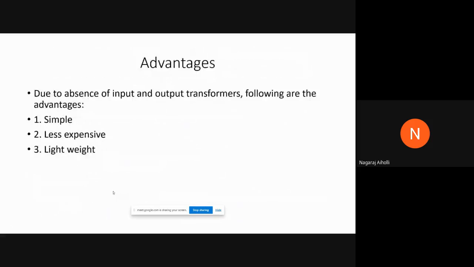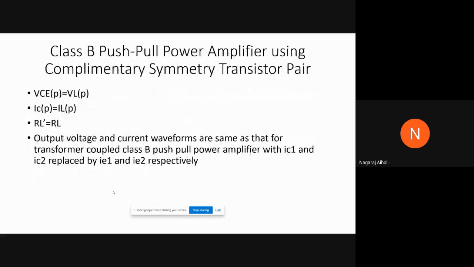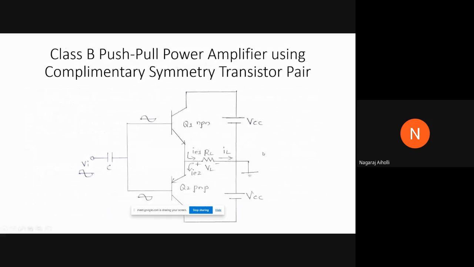Let us see the advantages of this circuit. It is simple in construction and less costly, because transformers are not connected in the input and output circuit, and its weight is also less. These are the advantages. Then it also has certain disadvantages. It requires two DC power supplies, as we saw in the circuit, one VCC here and one VCC here.